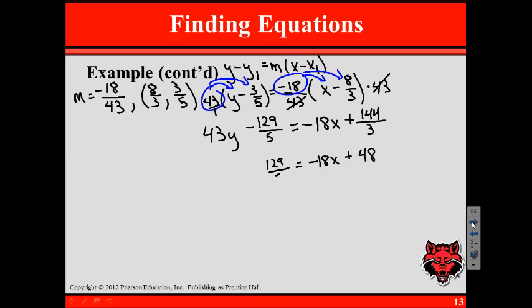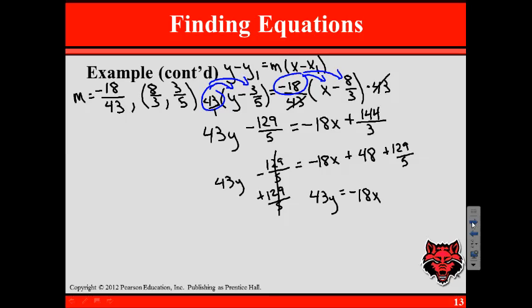So let's write everything else exactly the same and decide what we should do next. Now remember, regardless of our final form, we always move our constants to the right-hand side. So we add 129 over 5 to both sides of the equation. When we do, the 129 over 5 cancels on the left-hand side. We're left with 43y equals negative 18x.